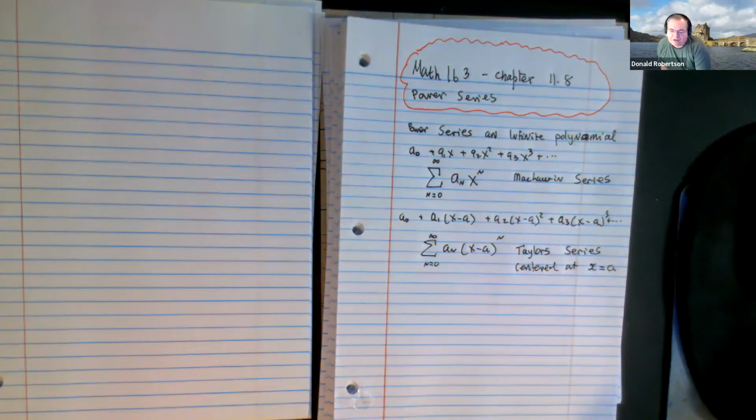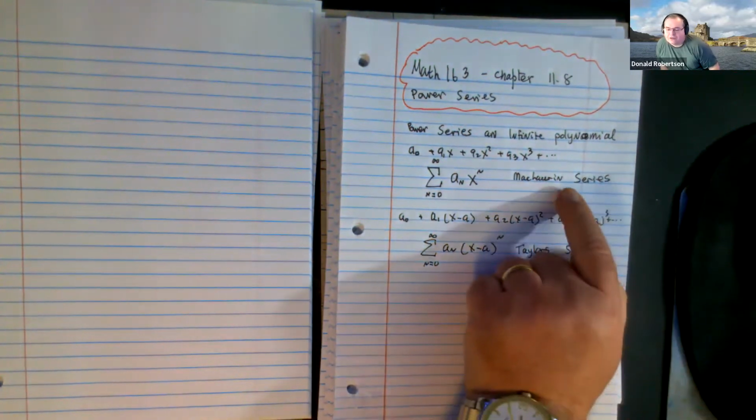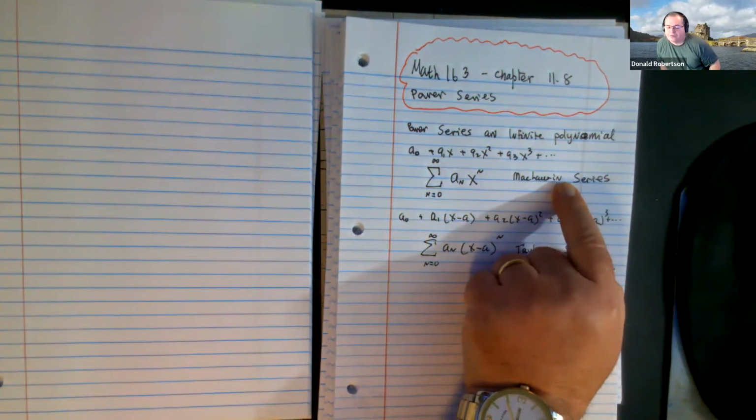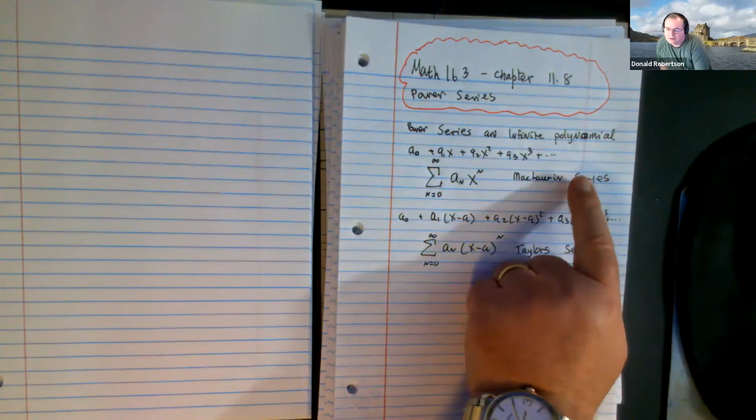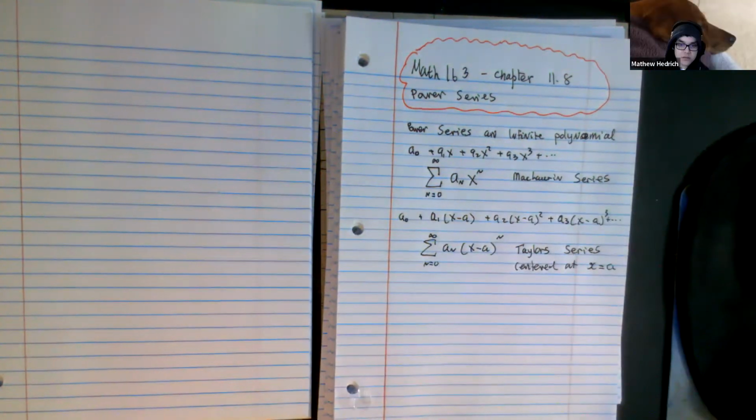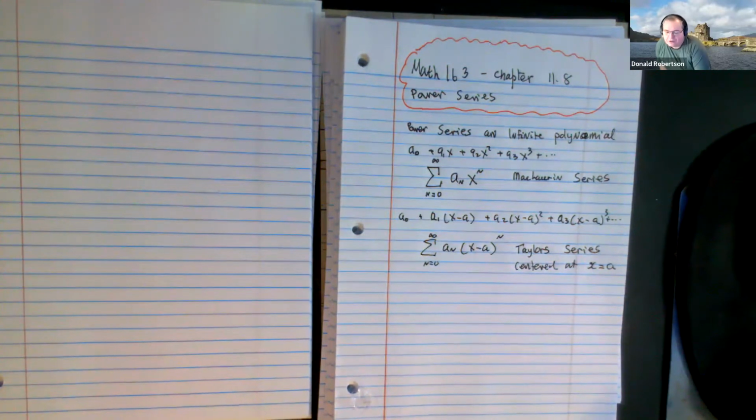In fact, isn't a Maclaurin series just a special case of a Taylor series? What special case of this guy is that guy? a is 0. Yeah. So if you have a power series centered at 0, aren't you basically just looking at a Taylor series? But it's also called a Maclaurin series.